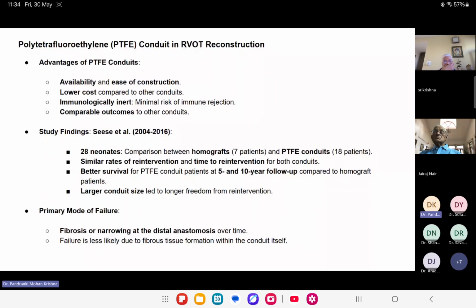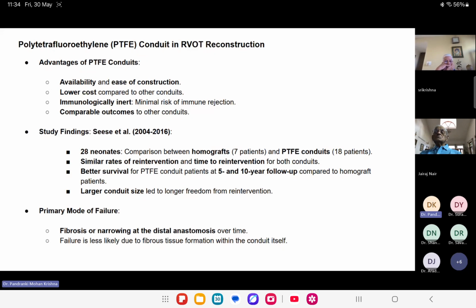And then PTFE conduit in RVOT reconstruction. Advantages of PTFE conduits are availability and ease of construction, lower cost compared to other conduits, and immunologically inert, comparable outcomes to other conduits. So there are different studies comparing homografts and PTFE conduits with similar rates and time of intervention for both conduits, and better survival of PTFE conduits at 5 and 10-year follow-up. So larger the conduit, longer the freedom from reintervention. That's the basic principle for every conduit.